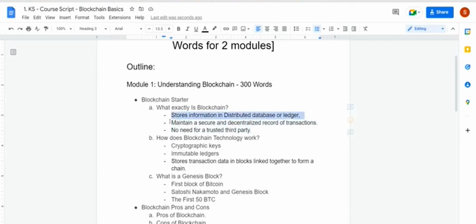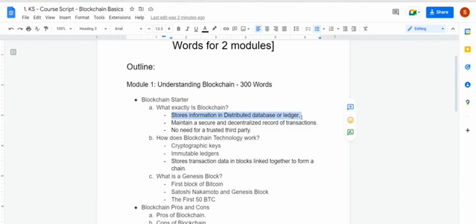Try to write a maximum of two. Though we wrote three here, try to write a maximum of two. But if you think that it should go to 3 points, you can write 3 points. But we would like you to write only two key talking points for a specific idea. So, what is blockchain? Stores information in a distributed database or ledger.